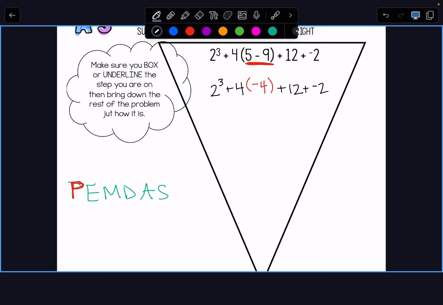Now, our next one is E for exponents. Do we have any exponents? Yeah. We do. We have 2 cubed. Now, maybe you need to write down that 2 cubed means 2 times 2 times 2, which is, it's not 6, guys. 2 times 2 is 4, times 2 again is 8.